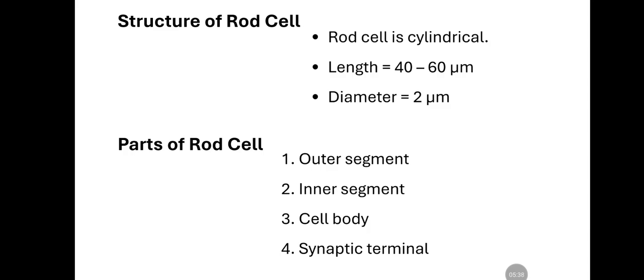Structure of rod cell. Rod cell is cylindrical, length is equal to 40 to 60 micrometers, diameter is 2 micrometers. Parts of rod cell: outer segment, inner segment, cell body, synaptic terminal.